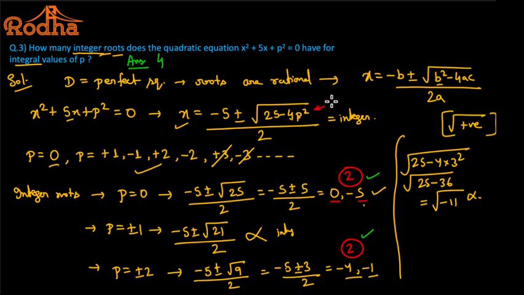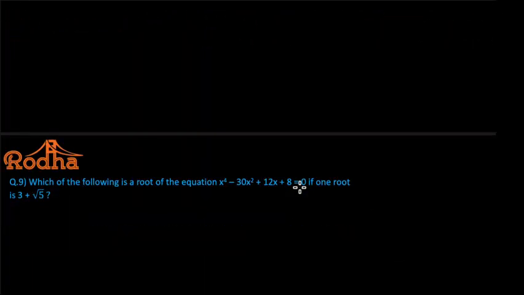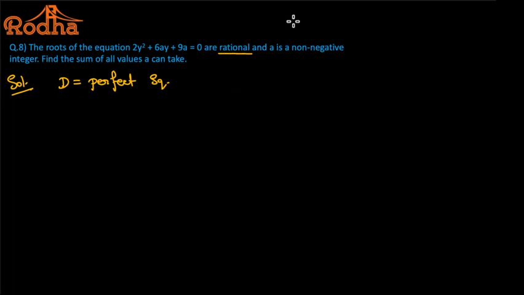Now rational means it should be free of roots. So when will it become free of roots? When the expression under the root is a perfect square. The same thing I'll apply here. So I know that if d is a perfect square, in that case my roots are rational.